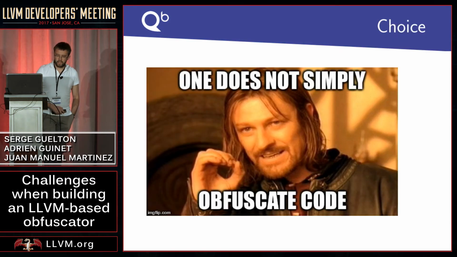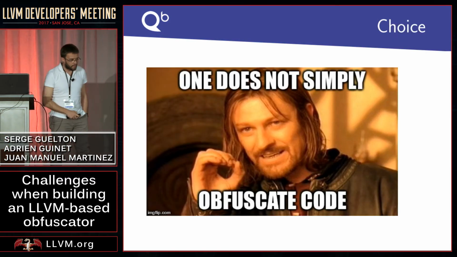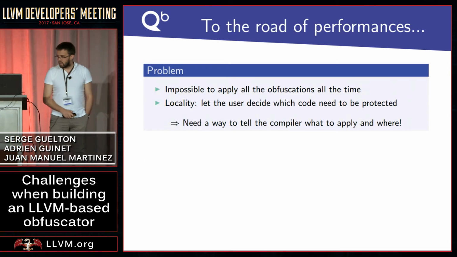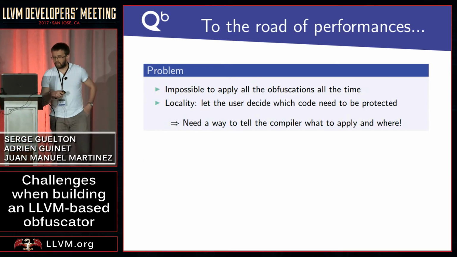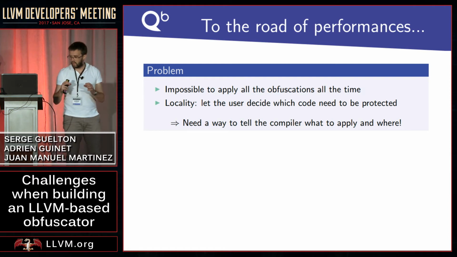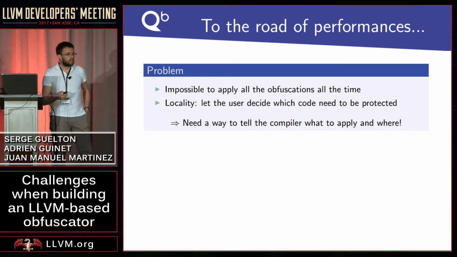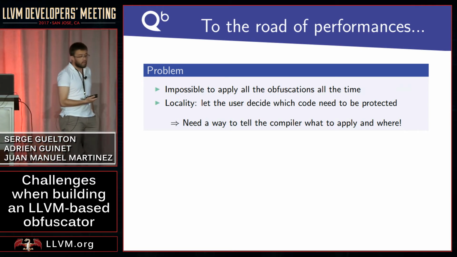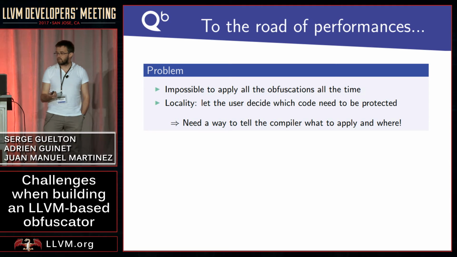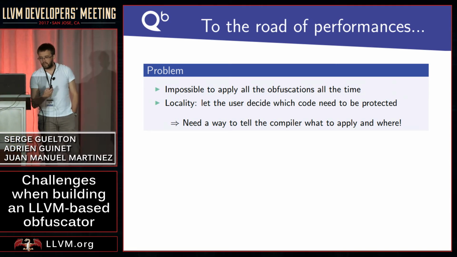So now the question is, how do we let the user obfuscate his code with all of this? Obviously we can apply obfuscation on all the code. It will make the code really big, and the performance not really good. So we need some kind of locality. And as the user usually knows what he wants to protect and how he wants to protect it, we need to give the user a way to tell us that.